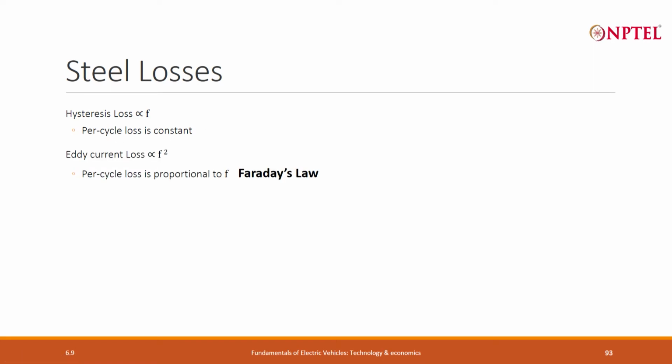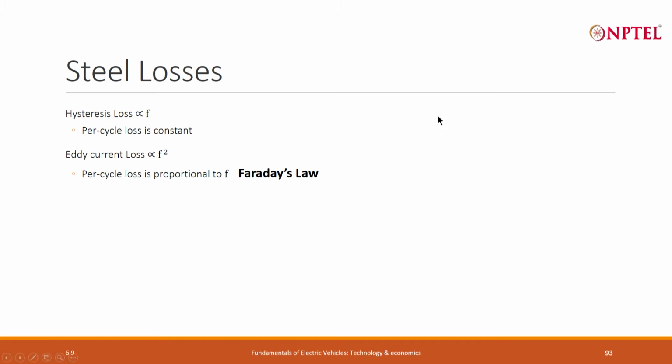Now, the eddy current loss is because of circulating currents, which are induced by the flux change, which follows Faraday's law. And Faraday's law tells us that the changing flux will create a voltage, and that voltage will result in a current that is circulating. We cannot change the voltage, because it is coming from Faraday's law and is defined by the frequency. The per cycle loss is proportional to the frequency, but the amount of current that is circulating because of the voltage can be reduced if we increase the resistance of the steel.